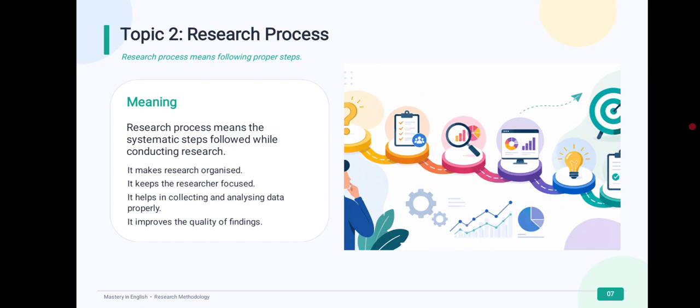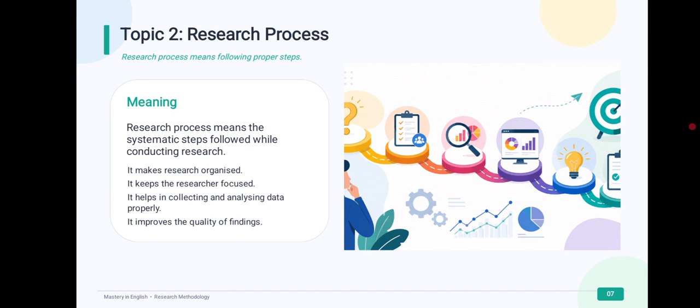Next we have meaning of research process. So now let us move to the second topic, research process. So students, research cannot be conducted randomly. Researchers follow the proper systematic steps while conducting research, and these steps are called the research process.